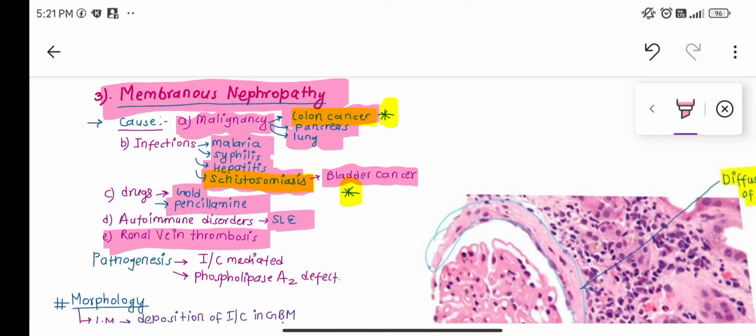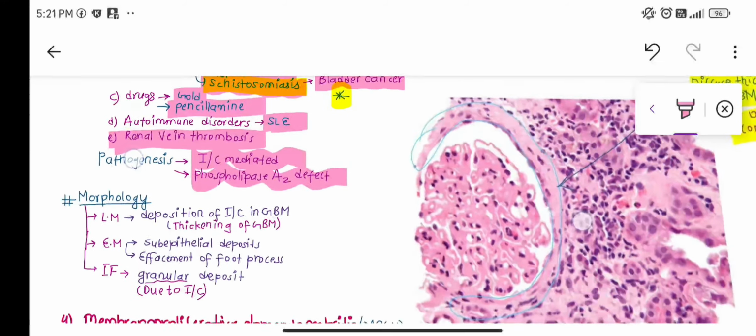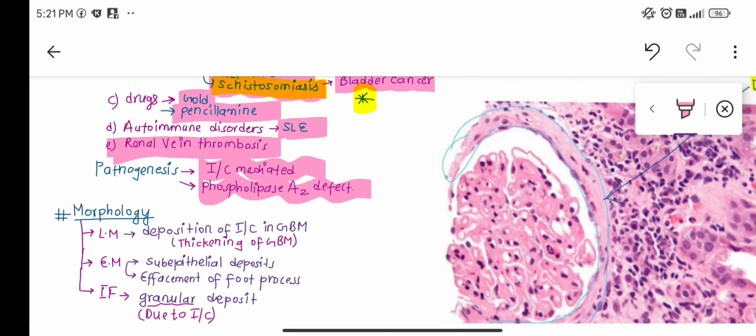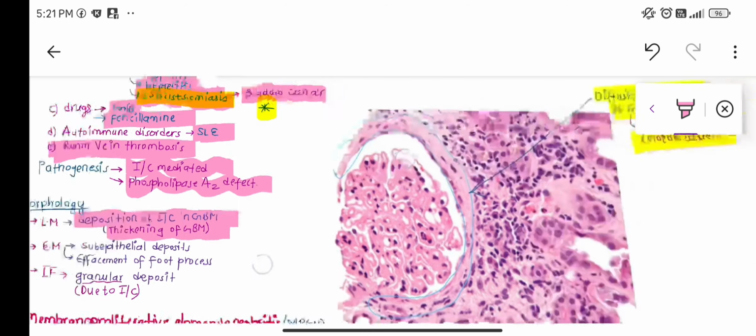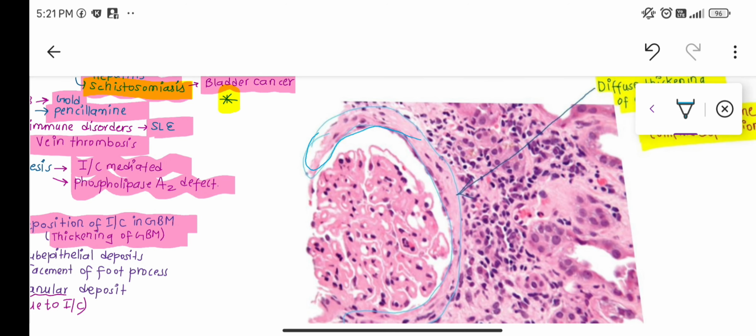Now what is the pathogenesis? It might be immune complex mediated, due to the deposition of immune complex in the glomerulus, and a phospholipase A2 defect may also lead to membranous nephropathy. Now what is the morphology? In light microscopy there will be deposition of immune complex in the glomerular basement membrane, so it will lead to thickening of the glomerular basement membrane. You can see the thickness of the glomerular basement membrane. If we compare with a normal kidney biopsy, it is much thicker. So there will be thickening of the glomerular basement membrane due to deposition of the immune complex.